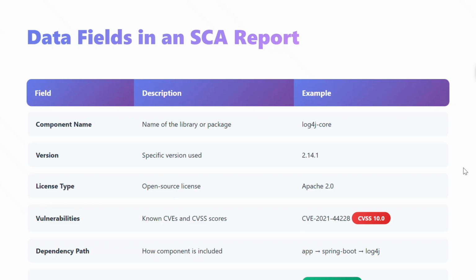will be suggested by the SCA. Okay, and here are some data fields in the SCA report that will basically give component name, associated version, license type, vulnerabilities, dependency path, and remediation. Remediation is important. These are examples you can see: component, version, license, and remediation, in the sense of what exactly needs to be performed, the remediation action.